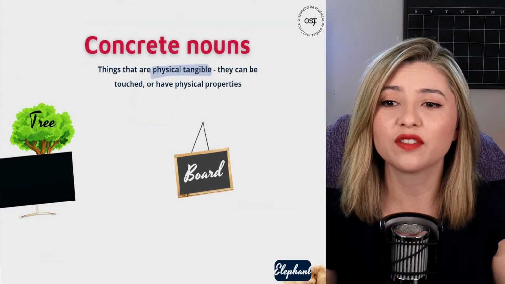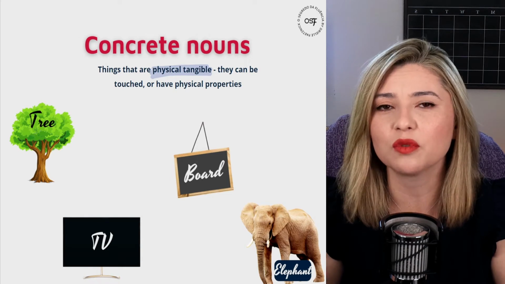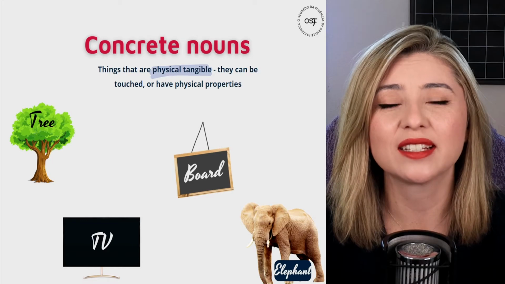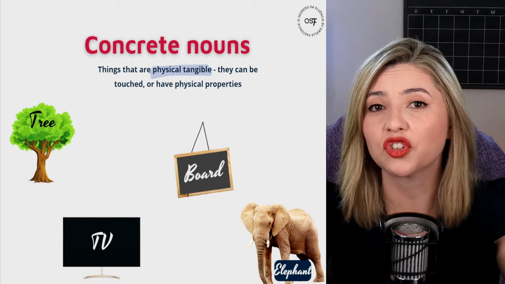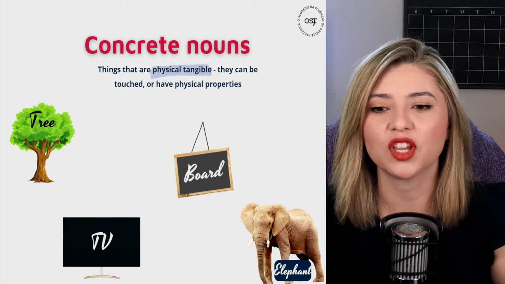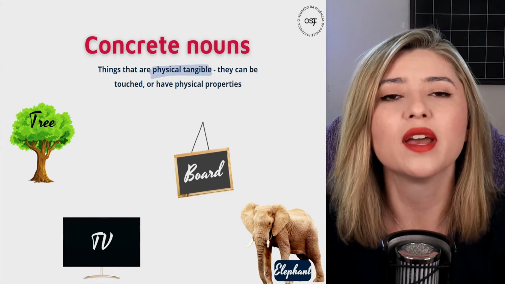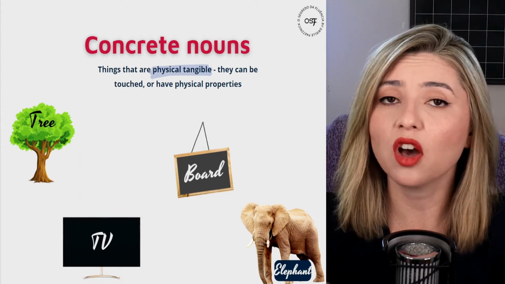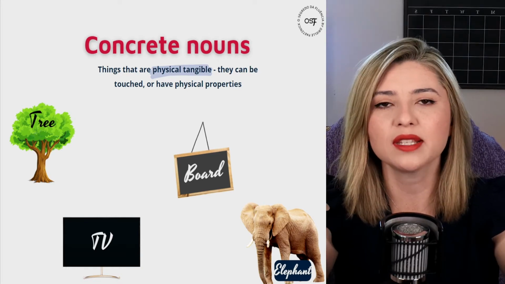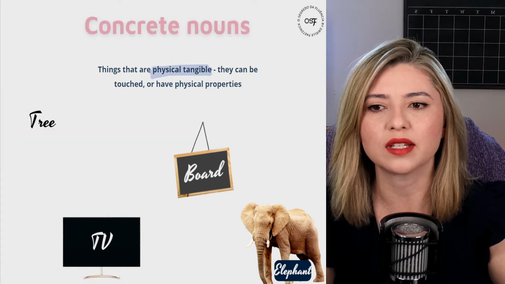We also have concrete nouns. And that is very simple and easy to memorize because something concrete is something that you can touch. It's tangible. You can go and touch a tree, you can go and touch a board, you can go and touch the television, and you can go and touch the elephant, right? So those are tangible things you can touch. And they also have physical properties, because water has physical properties, and also you can touch water. So I would say the water is a concrete noun.